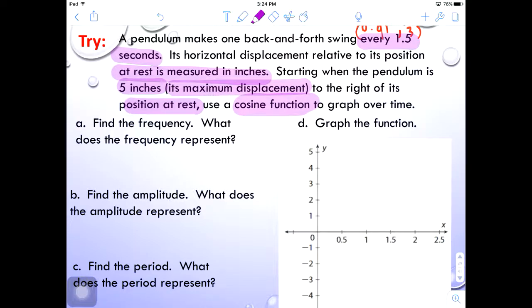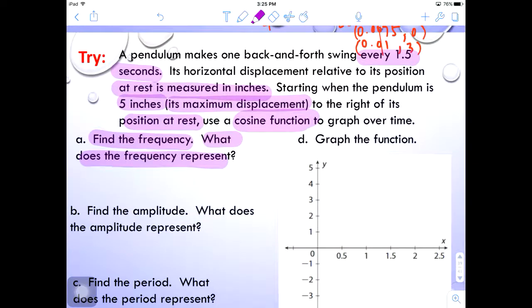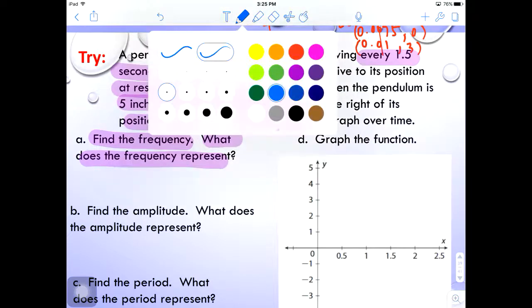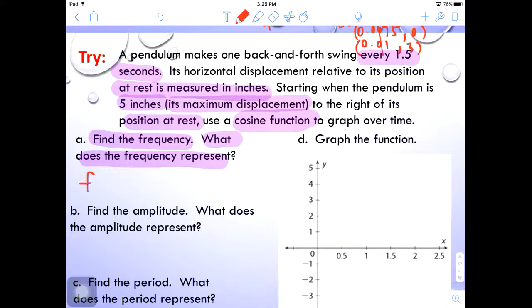So once again, we are asked for part 1 to find the frequency. And what does that represent? So the frequency, again, here is found by the formula 1 over period. And we need to know what the period is. And it looks like period should be 1.5 seconds because it is repeating back and forth, right? So that's the period. So it's 1 over 1.5. When you divide that, you should get 0.7 hertz.